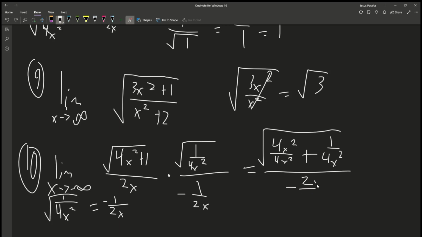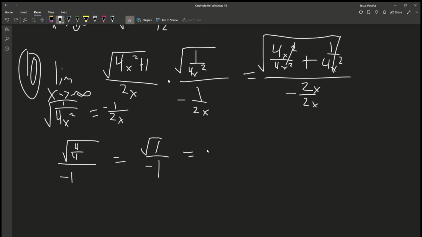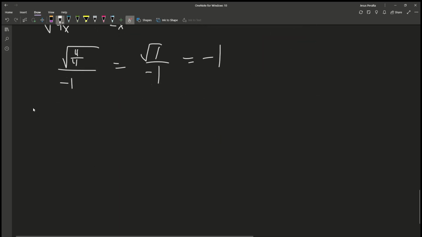over negative 2x over 2x. So this right here turns into 0. This becomes 1. Let me rewrite it. The square root of 4... actually, you already know those. That cancels out, 4 over 4. Then negative 1, because 2x over 2x is 1. And that's negative. Then the square root of 1 over negative 1, and that should be negative 1, if I'm not mistaken. For number 10, yes, that is correct. Number 11.